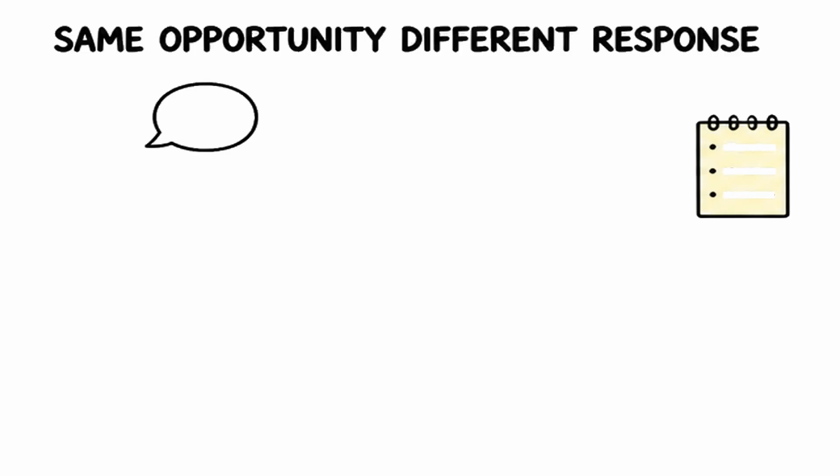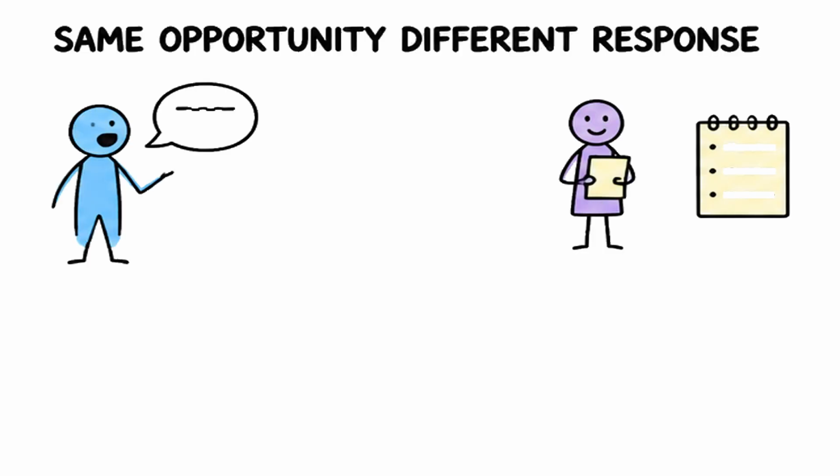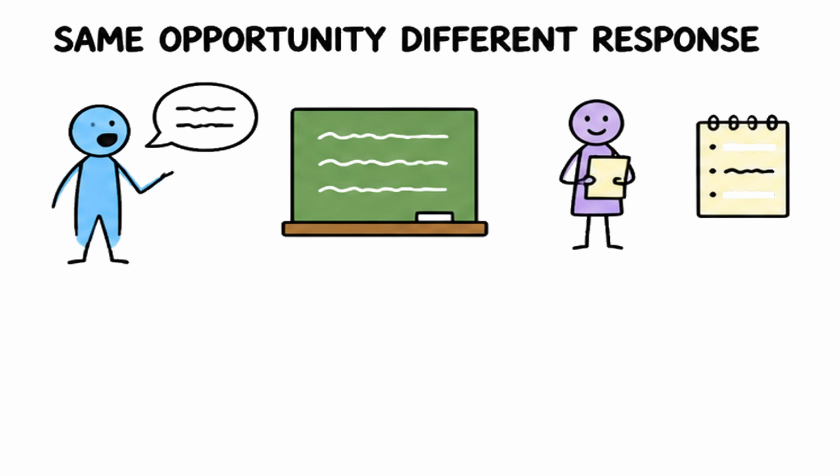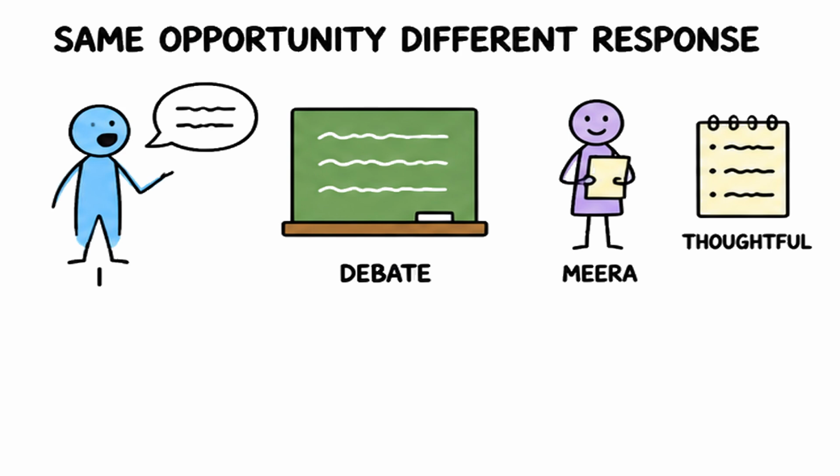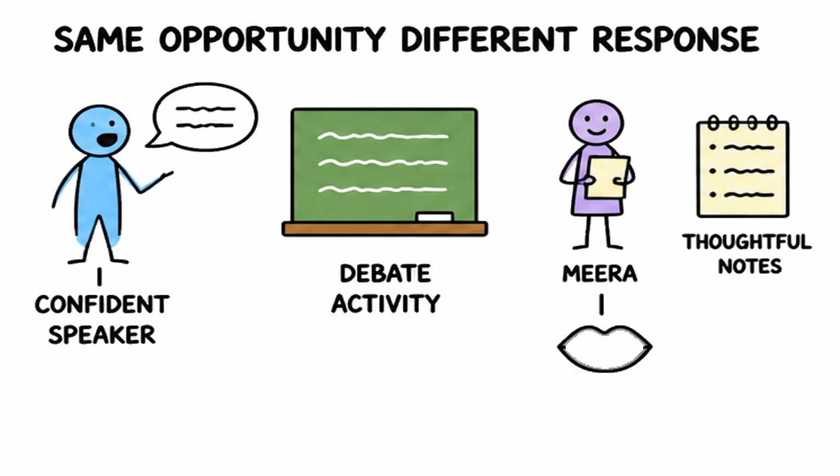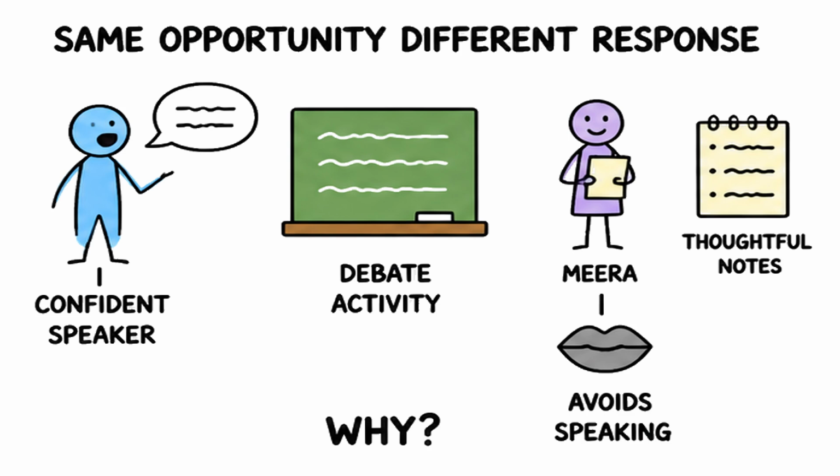Two learners receive the same opportunity. One steps forward and speaks with confidence. Another, Mira, has strong ideas written on paper but avoids speaking in front of the class. Same opportunity, different response. Why?